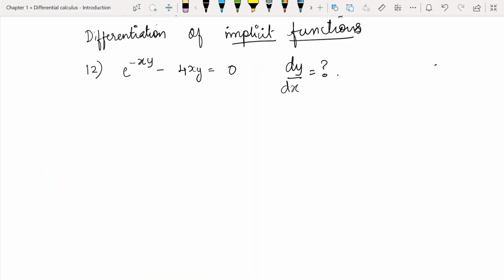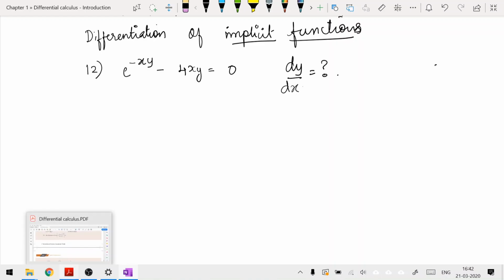Hello friends, welcome to the next lecture on differentiation of implicit functions. In the previous lecture we saw how to differentiate a function of a function. That is, within a root function you had an additional function. So in this lecture we are going to see how to differentiate implicit functions. First let's look at what are implicit functions.